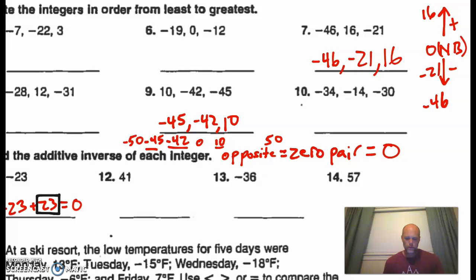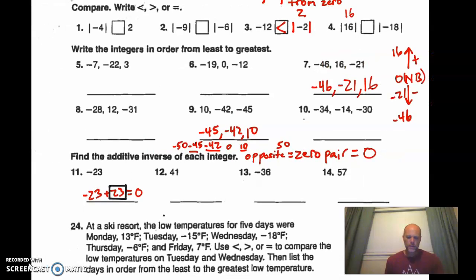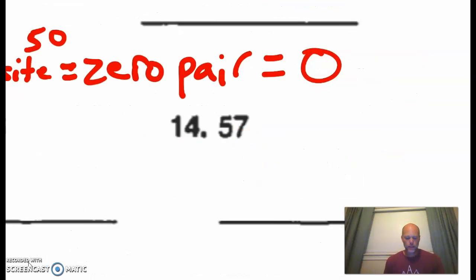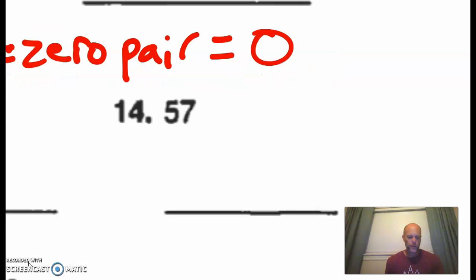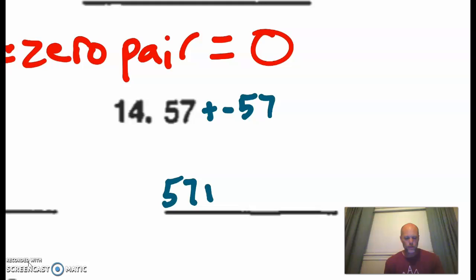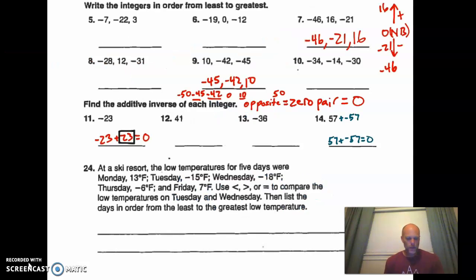Okay. Let's do 14. So by now you're already like, oh, I got this, Coach Bonnet. You can stop. Okay. So we're at 57, and you just invert it. You turn it upside down. What's the opposite of 57? Negative 57. Guess what they equal? Because they are zero pairs, they equal 0.